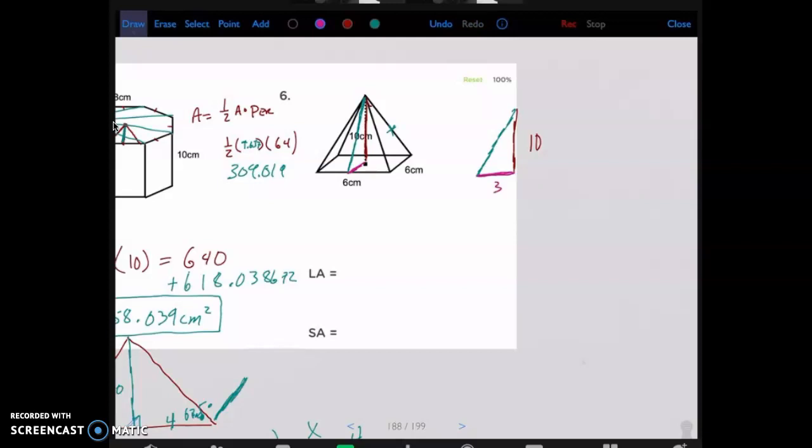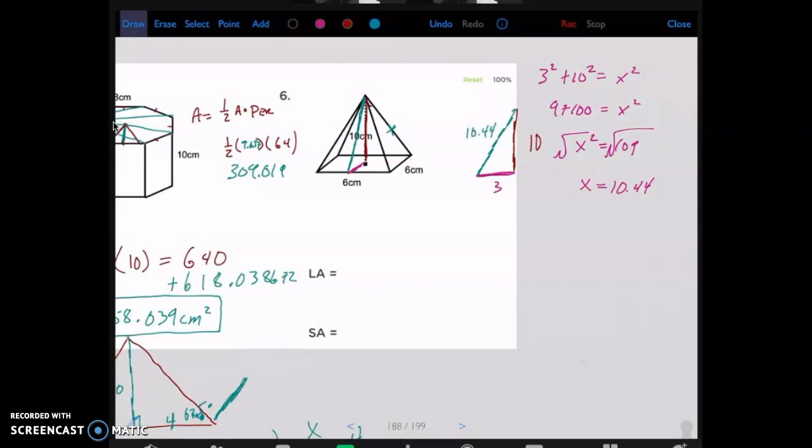So now we can do Pythagorean theorem. This one's going to end up kind of messy. So we go 3 squared plus 10 squared equals x squared. 9 plus 100 equals x squared. So x squared equals 109, which means the square root of 109. Let's ballpark it. It's going to be 10.44. So I just found the slant height.